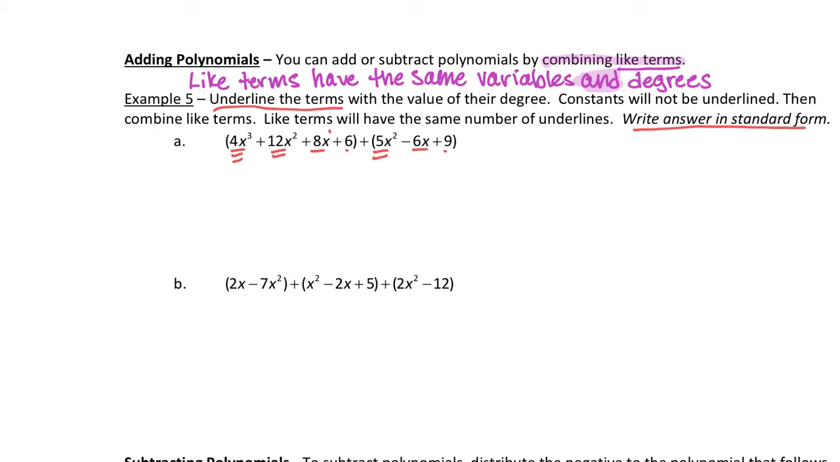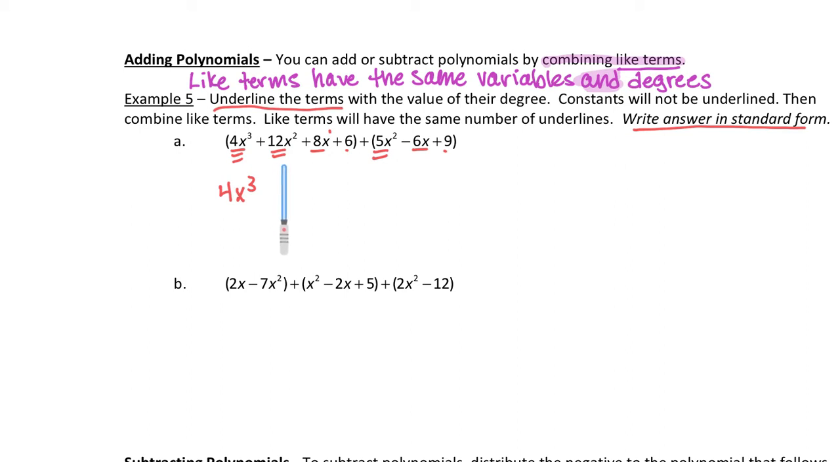That's going to make it so much easier when I combine, because I know this one has the highest degree. But notice there's no more with 3 lines underneath it, so I'm just going to write 4x cubed, and I'm done there. This also allows me to put it in standard form at the same time, because I'm going from the highest degree to the lowest degree.